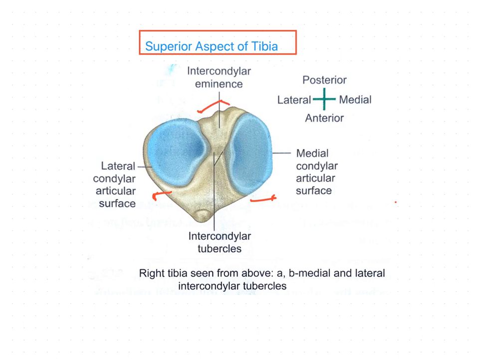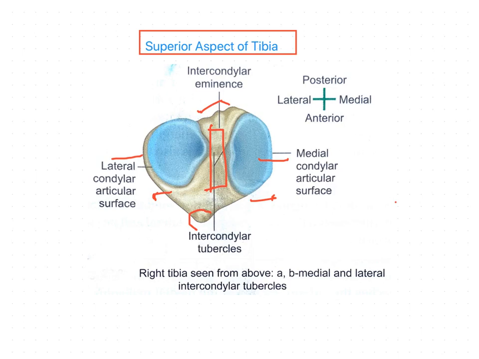When viewed from above, it is seen to consist of two parts called medial and lateral condyles. So this one is the medial condyle and the lateral condyle, which are separated by an area called the intercondylar area. So this area is called the intercondylar area. And the anterior aspect of the upper end of the tibia is marked by another projection called the tibial tuberosity.